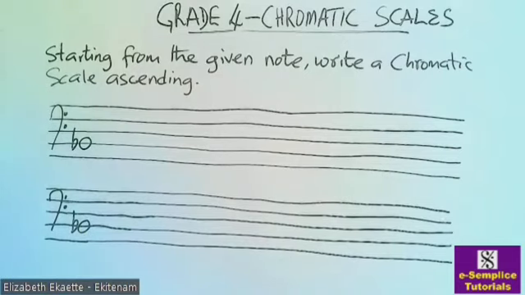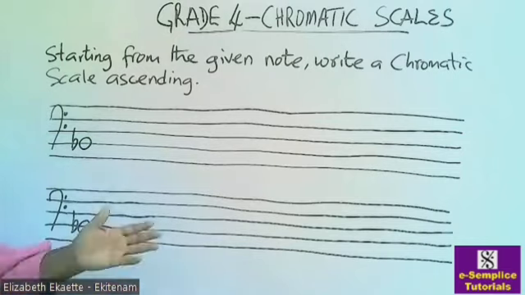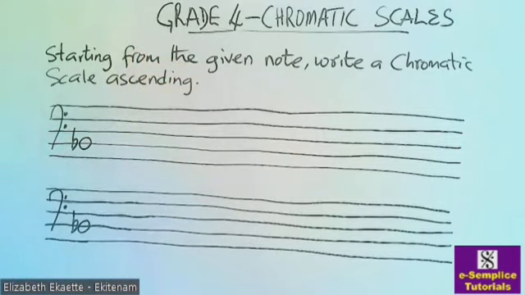Now, this is grade 4, and we'll be looking at a much easier way to write a chromatic scale. There are various methods, but I'm going to show you a very simple method. Personally, I call it the keyboard method. It's the simplest way to write a chromatic scale without even thinking.